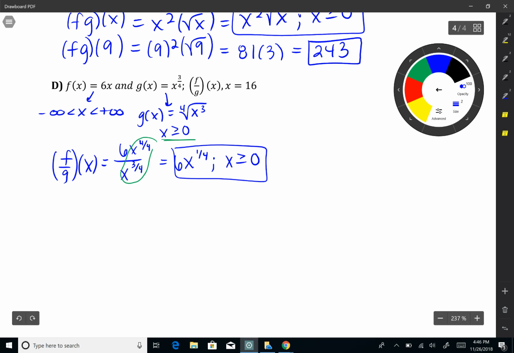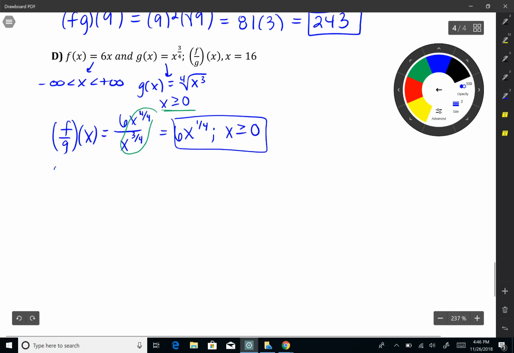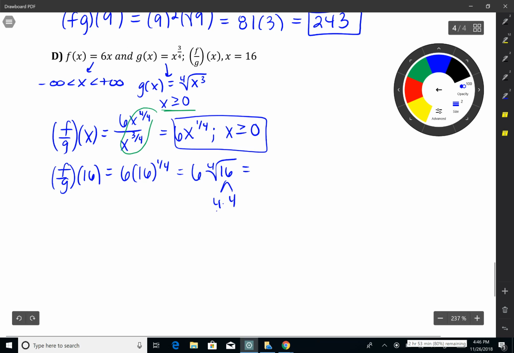And then let's plug in 16. So f divided by g of 16 is 6 times 16 to the 1/4. Remember, the 1/4 power is the 4th root. You guys remember that 16 is 2 to the 4th. So that's 6 times 2, and that is 12.